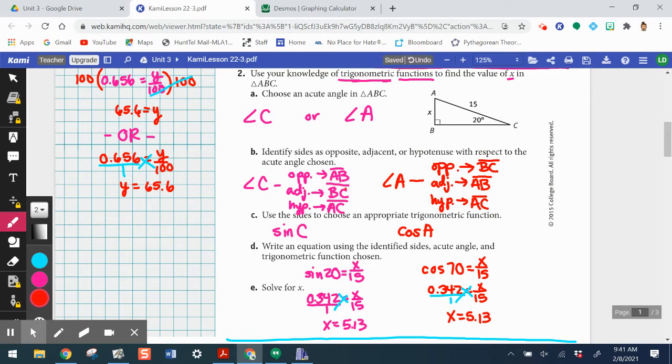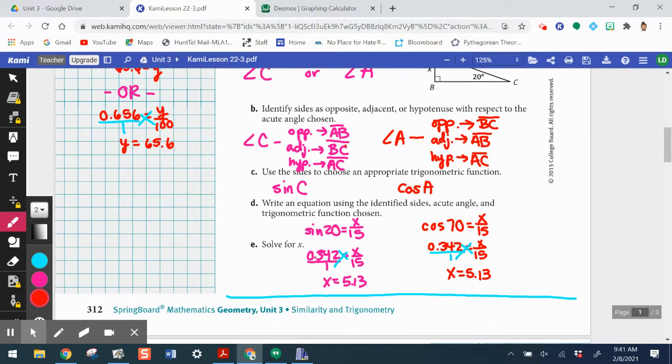This is why the sine and cosine of complementary angles are actually equal, because the opposite and adjacent sides switch. So the adjacent side to angle A is AB, and the hypotenuse, again, as stated, is AC. So it says use the sides to choose an appropriate trigonometric function.